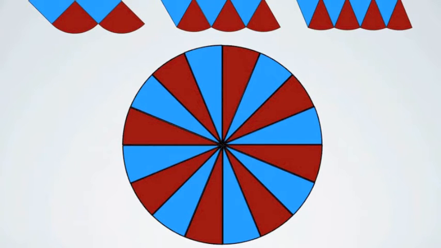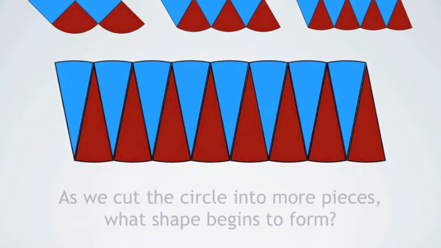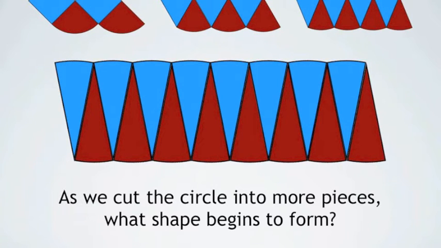I've jumped all the way ahead to cutting it into 16 equal pieces. Let's rearrange those. And what I want you to try to figure out is this: as we cut that circle into more and more pieces and then rearrange them, what shape begins to form? Do you see it?